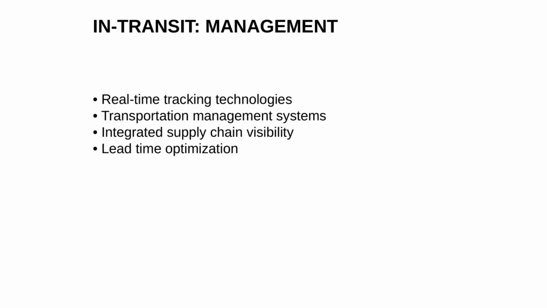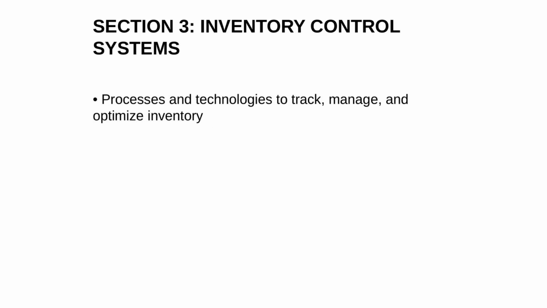Managing in-transit inventory depends on visibility and coordination. Real-time tracking technologies help companies know where goods are and when they will arrive. Transportation management systems support planning, execution, and monitoring of shipments. Integrated supply chain visibility connects transportation status to inventory systems so planners can make better decisions. And lead time optimization, such as faster modes, better routing, or improved customs processes, can reduce the amount of inventory stuck in transit. We now move to Section 3, Inventory Control Systems.